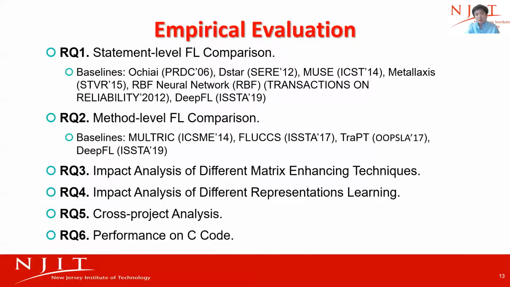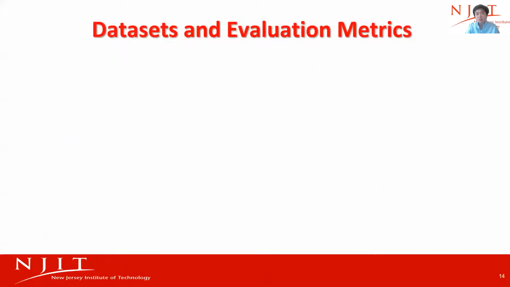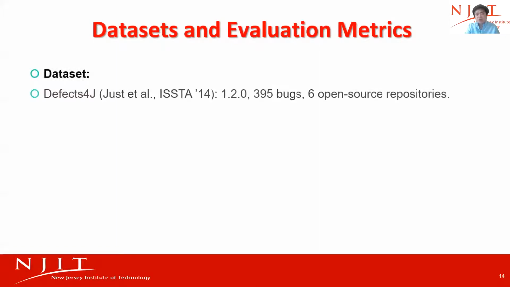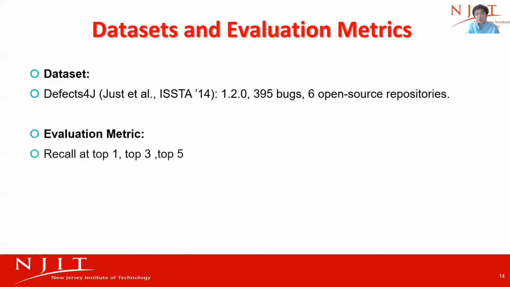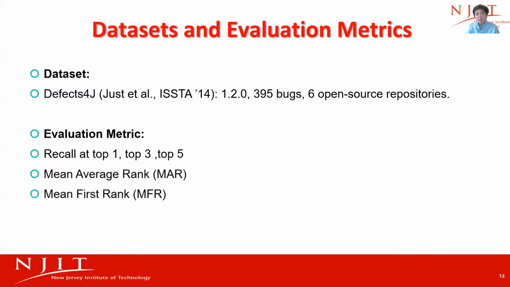By having our approach, we do the empirical evaluation on the performance of our approach. Due to the space limit, here we're mainly focusing on the statement level and the method level for localization, but we also do a detailed analysis on the influence of different features in our approach. If you're interested in it, you can refer back to the paper about RQ3, 4, 5, and 6. As for the dataset we used in the evaluation, we used Defects4J, which contains 395 bugs from 6 open source repositories. And then we use recall at top 1, top 3, top 5, mean average ranking and mean first ranking as the evaluation metrics.